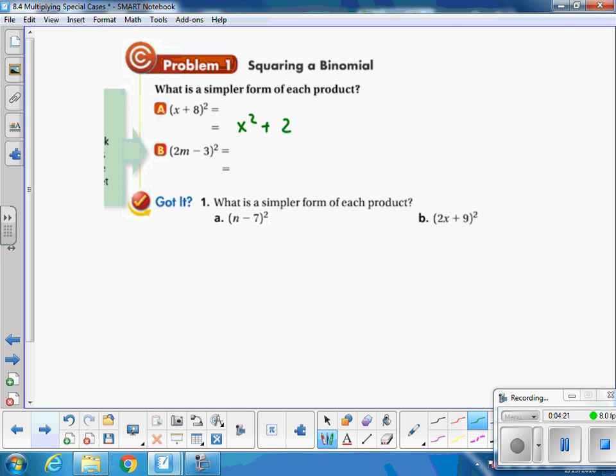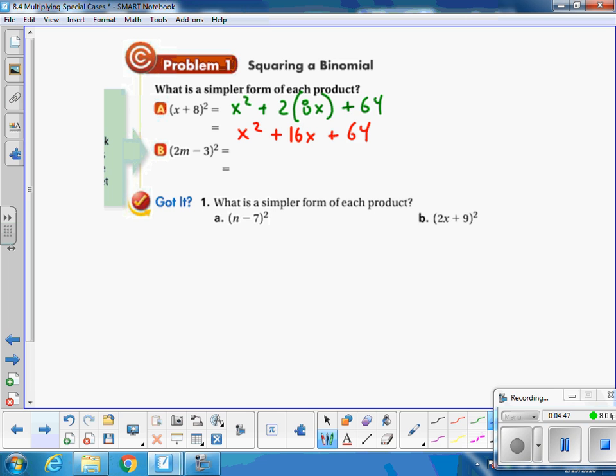I'm going to do double the product of the two terms, so 8x, and then I'm going to square the last term. And I'm going to take this, and I want to simplify it a little bit more. I end up with x squared plus 16x plus 64. And that's the squaring of that binomial.